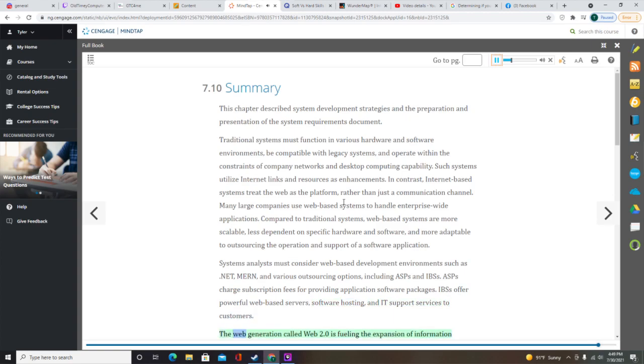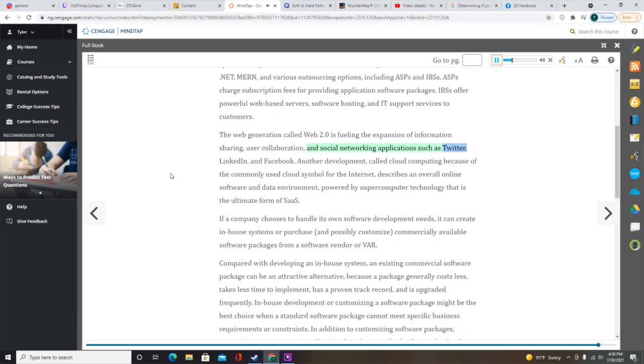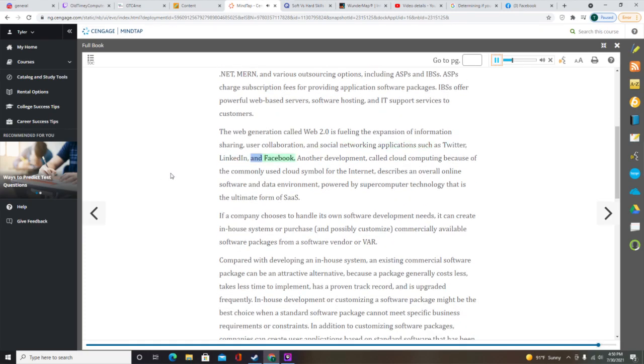The web generation called Web 2.0 is fueling the expansion of information sharing, user collaboration, and social networking applications such as Twitter, LinkedIn, and Facebook. Another development, called cloud computing because of the commonly used cloud symbol for the Internet, describes an overall online software and data environment, powered by supercomputer technology, that is the ultimate form of SaaS.